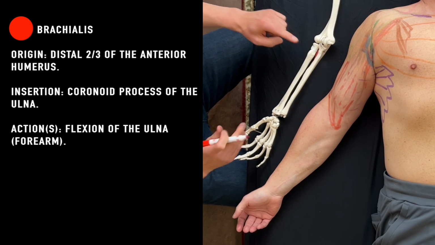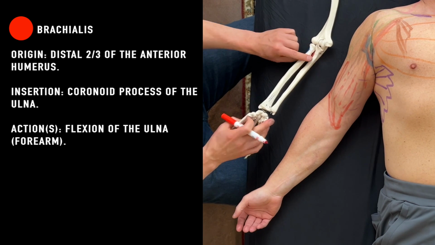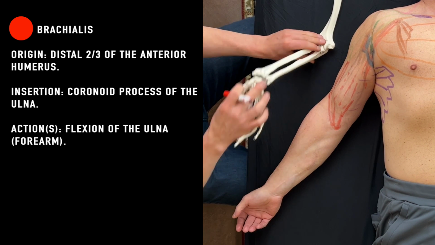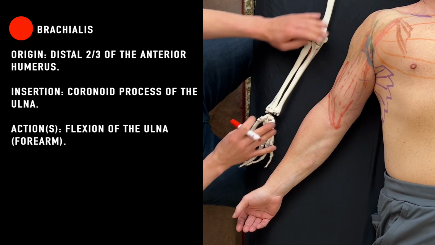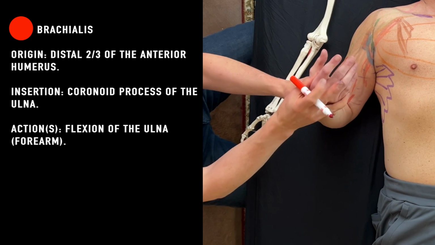Brachialis has one function. Because it attaches to the ulna, it cannot pronate or supinate. It can only flex or extend. So since it's on the front, we are looking at flexion of the forearm.